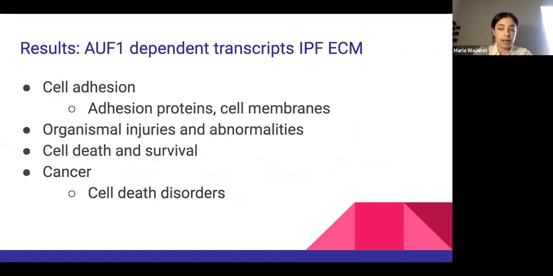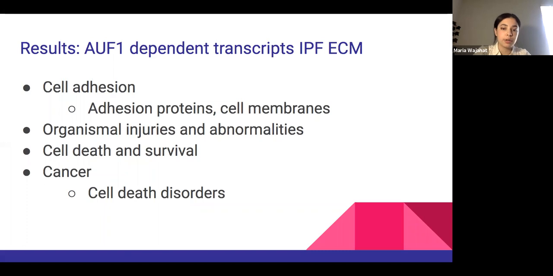Also, for the transcripts on the IPF ECM, there were some other processes included: cell adhesion, including adhesion proteins and cell membranes, as well as organismal injuries and abnormalities, as well as cell death and survival and cell death disorders such as cancer. Adhesion is important because a lot of adhesion proteins and cell membranes are involved in the ECM as well, and fibrosis happens in the ECM. So again, this shows that AUF1 may play a role in fibrosis through mRNA decay.